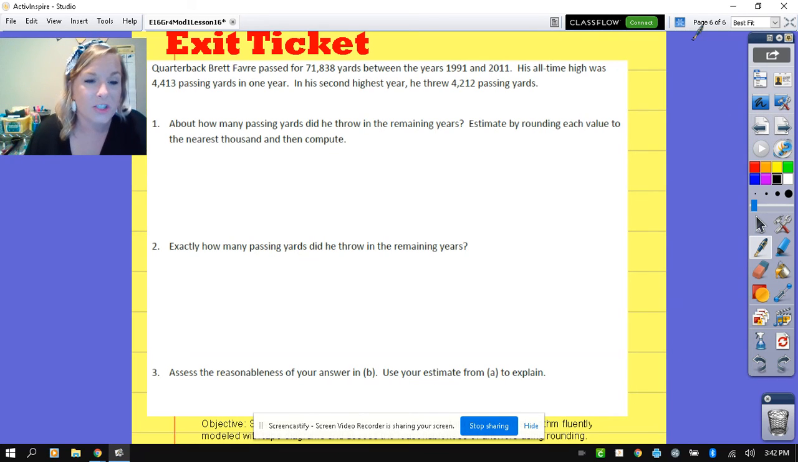Now it's your guys' turn to take your exit ticket and make sure you're doing all of the things you need to. So make sure you read the questions carefully, draw out your tape diagrams, write your answers as a statement, and down here when it says assess the reasonableness of your answer, you're going to round it to be able to make sure you are close in your answer and that your answer makes sense.